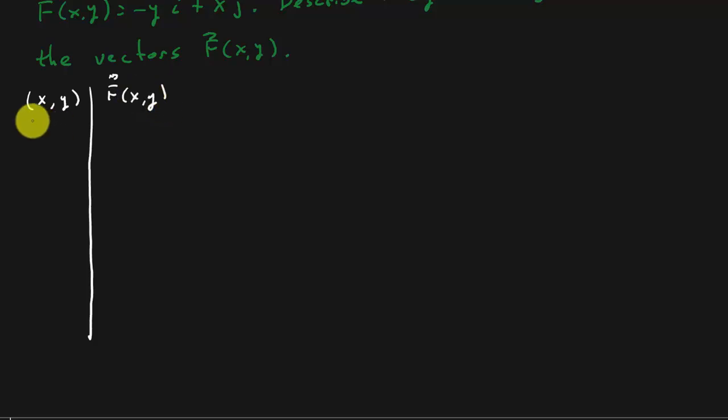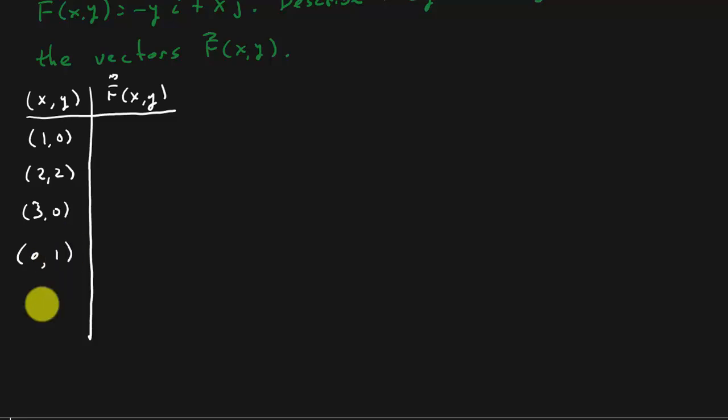All right, so what we do is we'll just choose some points. So we'll choose the point 1, 0. Let's choose 2, 2, 3, 0, 0, 1, negative 2, 2, and let's do 0, 3, and we'll plot some more.